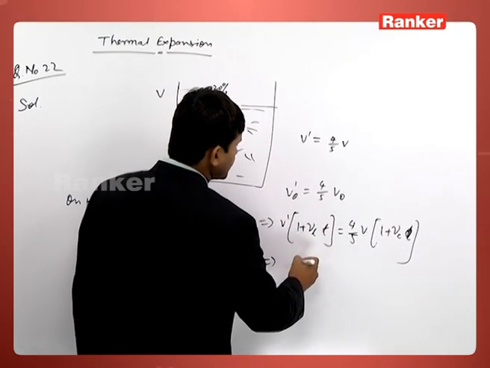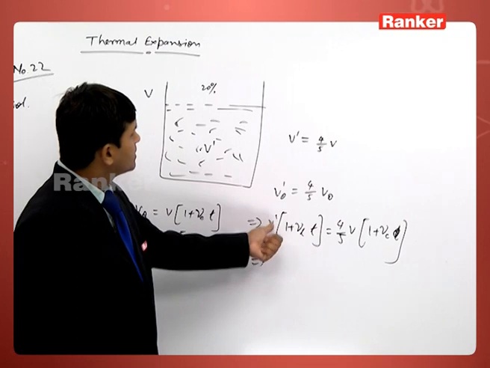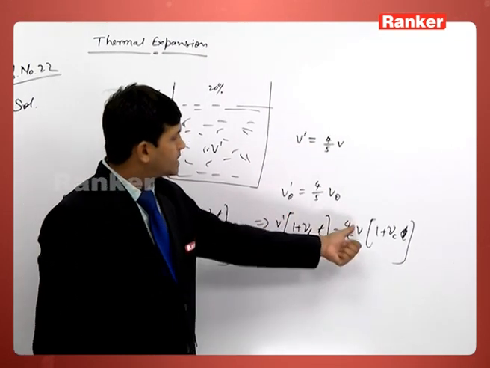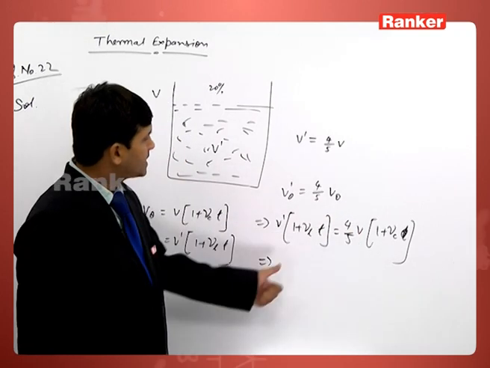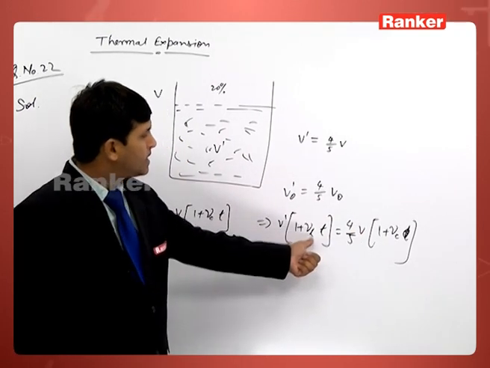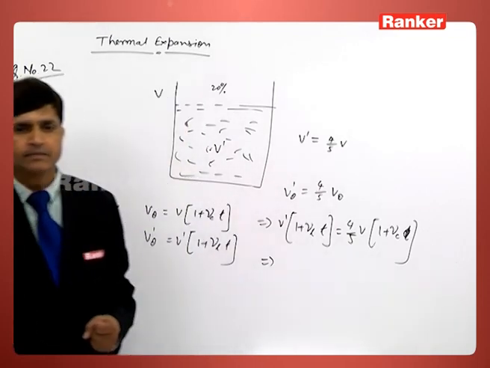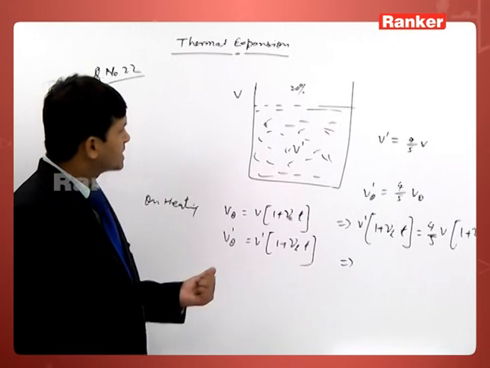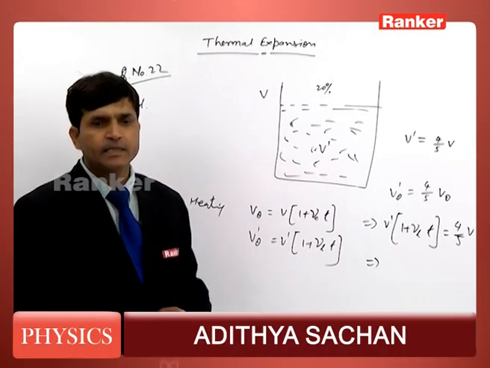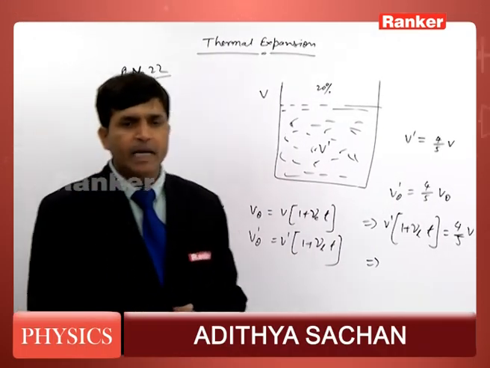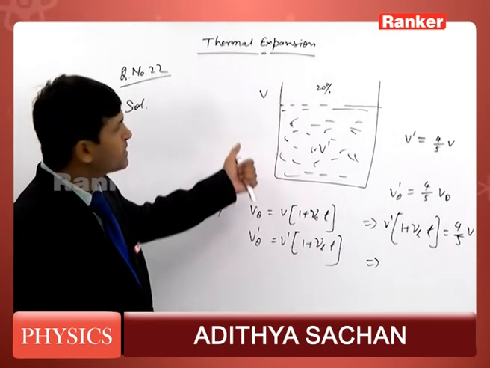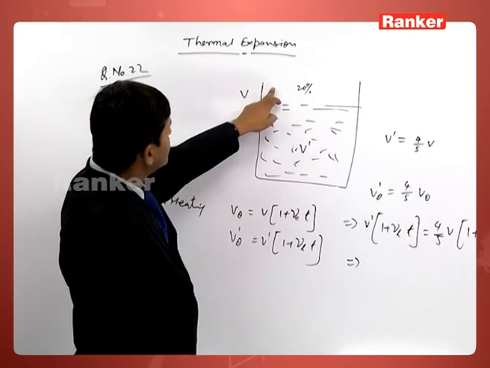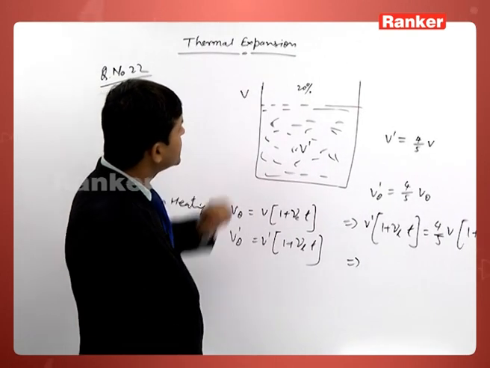So what we will get here, V dash is 4 by 5 V, and this is also 4 by 5 V. This will cancel. So gamma L is equal to... now the volume. As per the question here, the volume of the empty space above the liquid surface remains the same. It means this volume of empty space still remains the same.